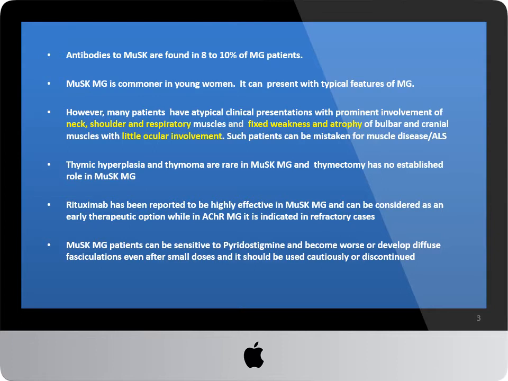It can present with typical features of myasthenia gravis. However, many patients have atypical clinical presentation with prominent involvement of the neck, shoulder, and respiratory muscles, and also have fixed weakness and atrophy of bulbar and cranial muscles with little or no ocular involvement. Such patients can be mistaken for muscle disease or conditions like ALS.